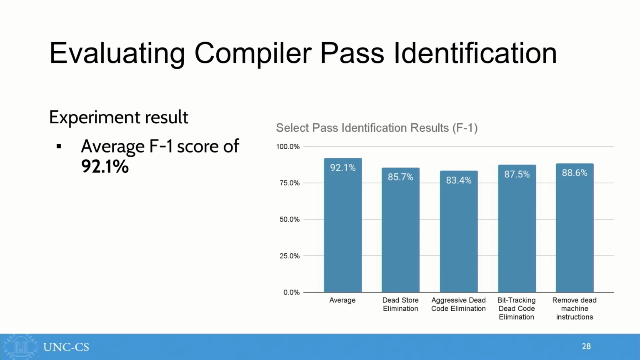And here we listed the result for the dead code elimination passes. Contrary to the quote from previous work, our model could detect these dead code elimination passes with high F1 score. They're all higher than 83%. And more importantly, thanks to our shallow learning model, we could interpret the results to see exactly why it performs well.